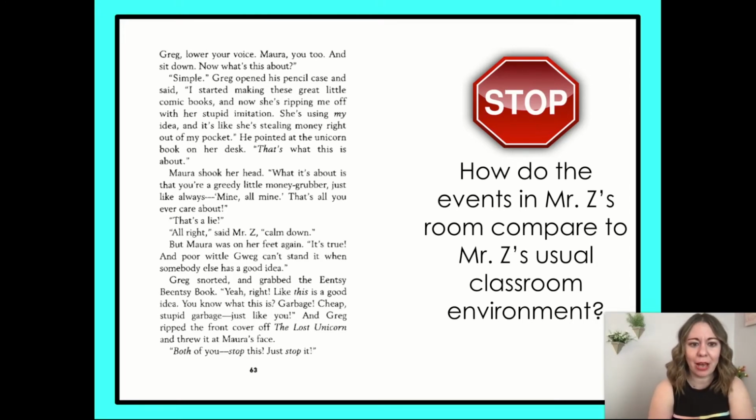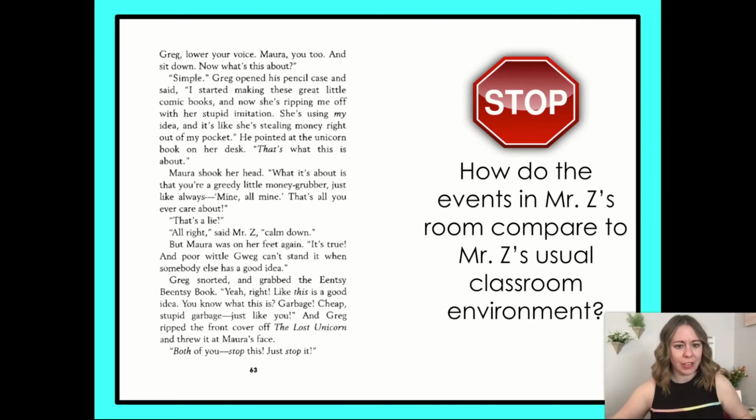Greg snorted and grabbed the eensy beensy book. "Yeah, right. Like this is a good idea. You know what this is? Garbage. Cheap, stupid garbage, just like you." And Greg ripped the front cover off the Lost Unicorn and threw it in Mara's face.